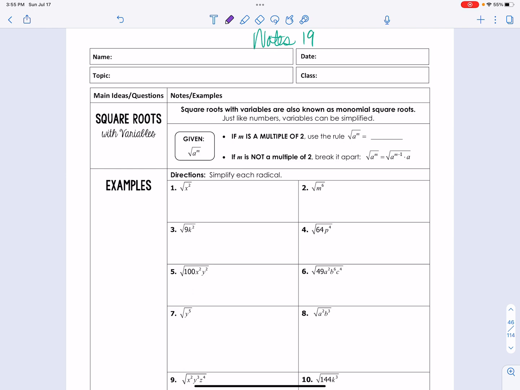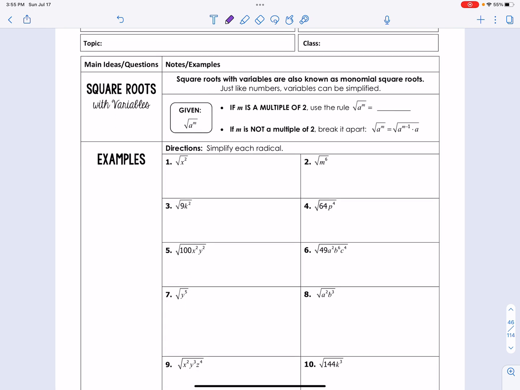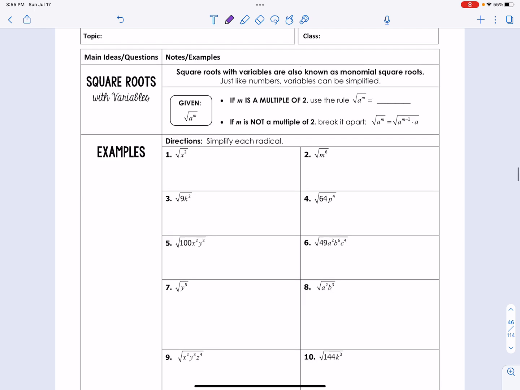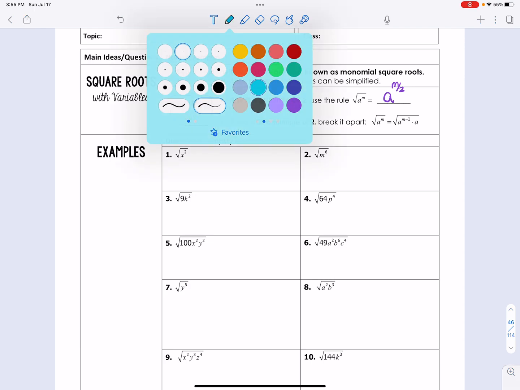So square roots with a variable are also known as a monomial square root. Like it says in the notes there, you're looking at the m inside of there. If m is a multiple of 2, then you're going to do m divided by 2. You're going to divide by the index. I think the easiest way actually is to show this with this first problem.